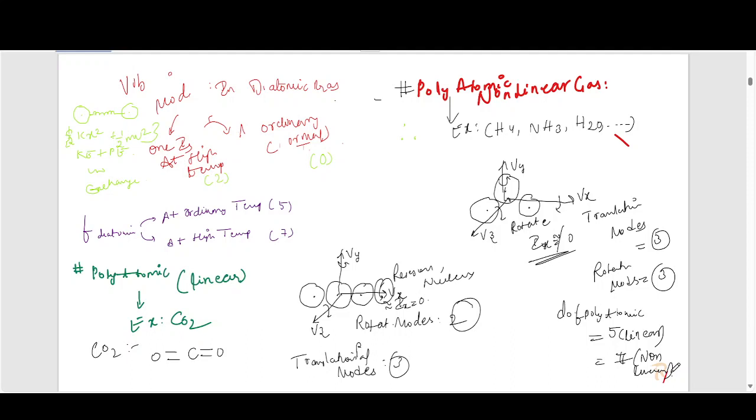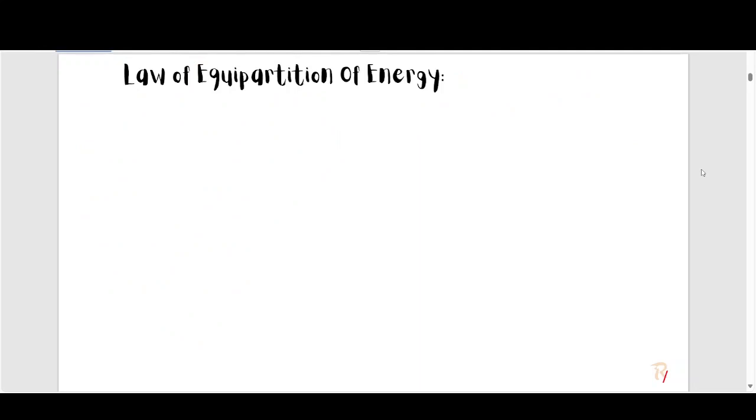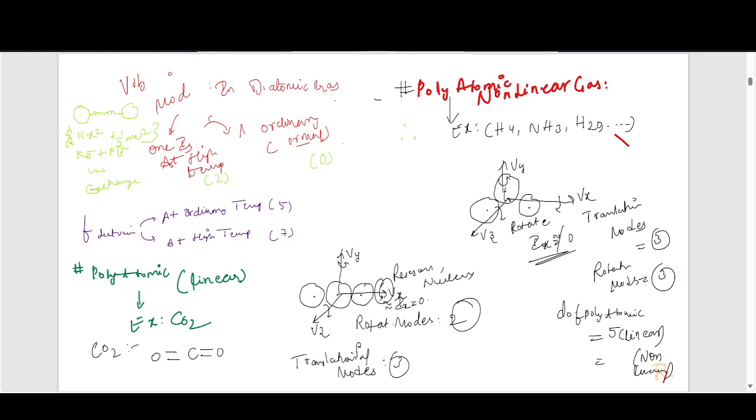Okay, let us go to the law of equipartition of energy. Sorry, a small calculation mistake here. The polyatomic non-linear molecule is 7. No, I calculated wrong. It is 6.